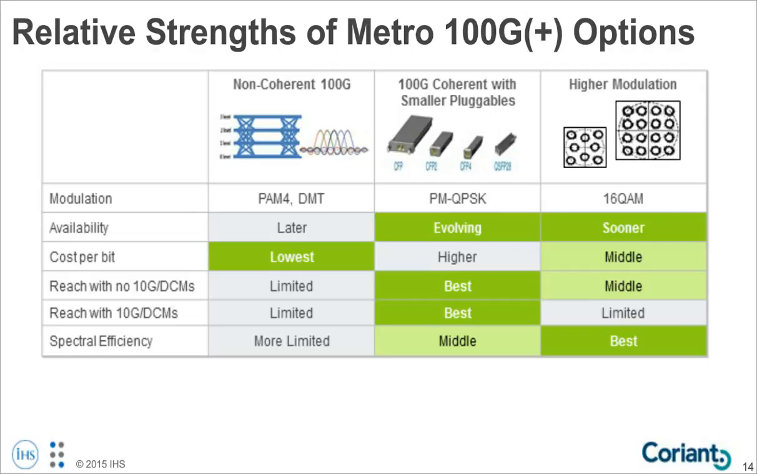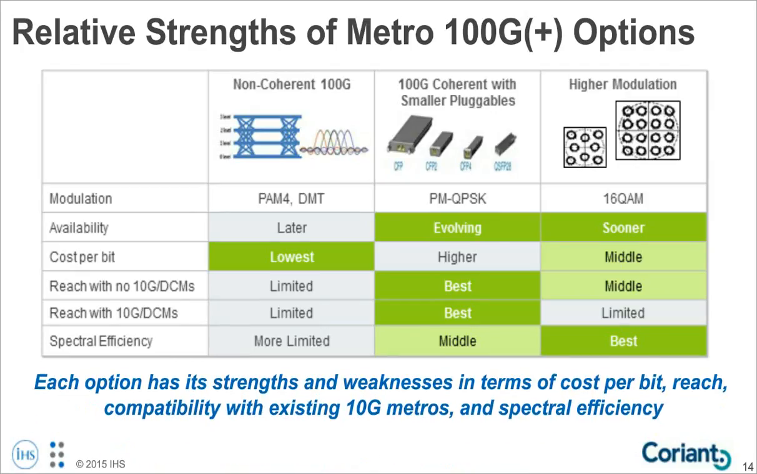And then the 100 gig coherent with smaller pluggables. Really, the key advantage of that one is that it's going to give us good reach in a network with 10 gig and DCMs, which represents the majority of existing metros, as well as giving cost per bit improvement and better spectral efficiency than we're getting with 10 gig. So those are the three options. They each have their strengths and weaknesses in terms of cost per bit, reach, compatibility with existing 10 gig metros, and spectral efficiency.